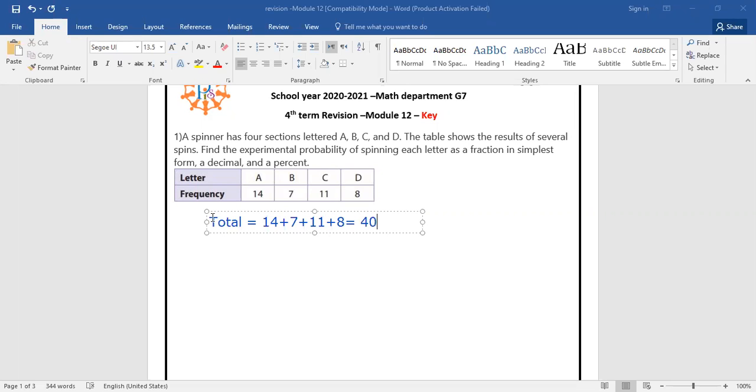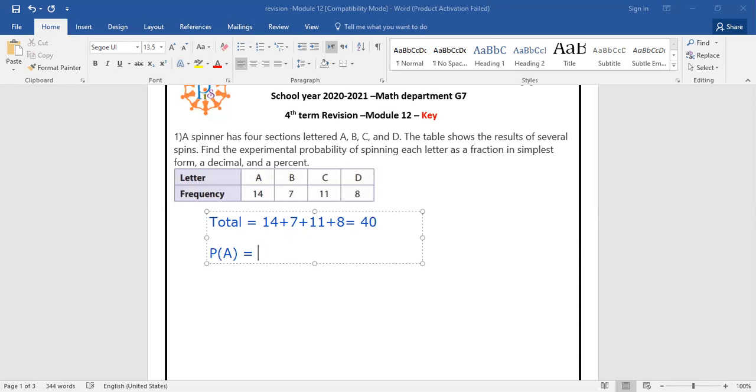After that, we want to calculate the probability for what? Each letter. Yes. We want to calculate the probability for letter A. It will be how many? 35%. Amazing. How did you find it?